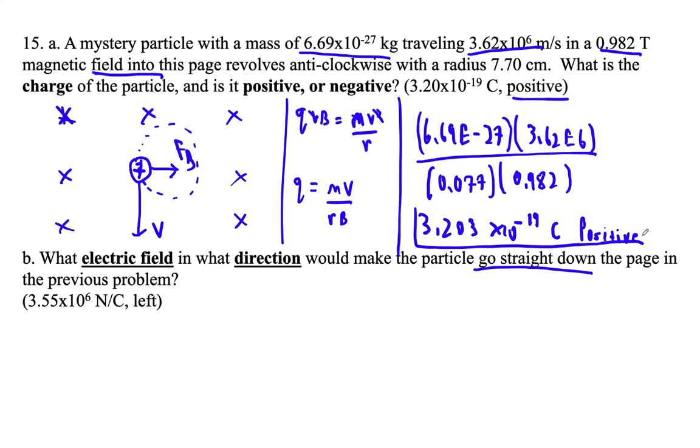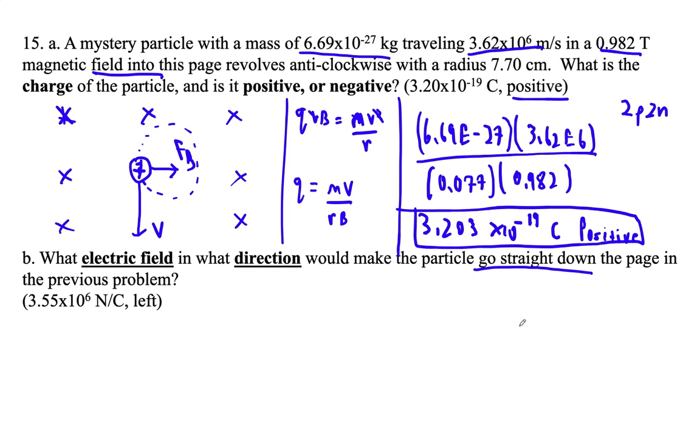I believe this, by the way, is an alpha particle. An alpha particle is 2 protons, 2 neutrons. So that's the mass of an alpha particle. Charge is, since it has 2 protons, 2 elementary charges.